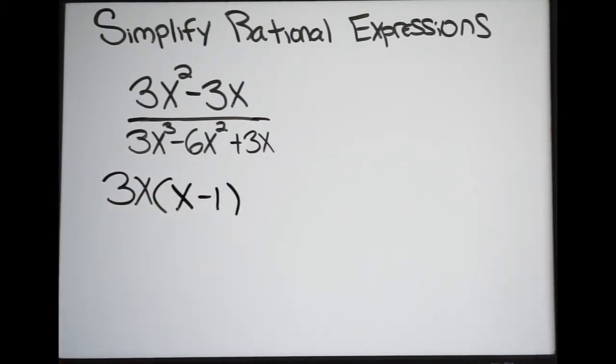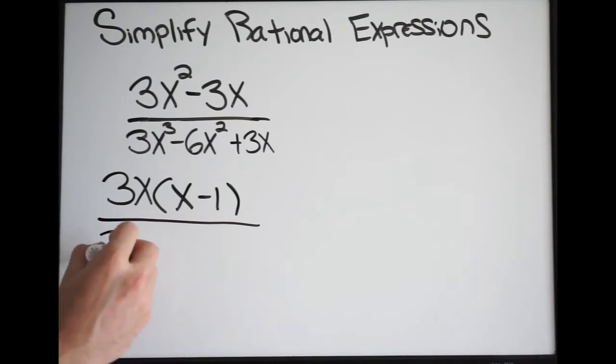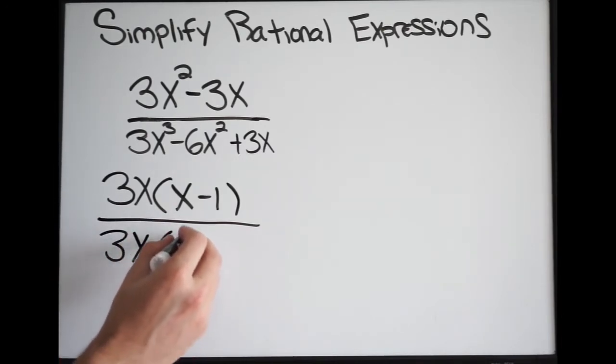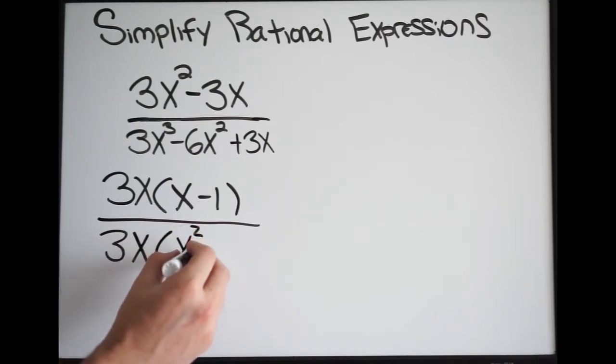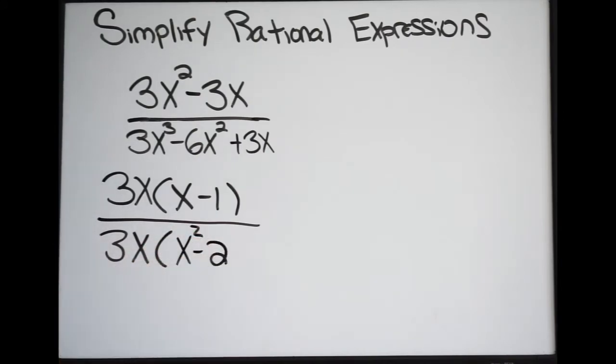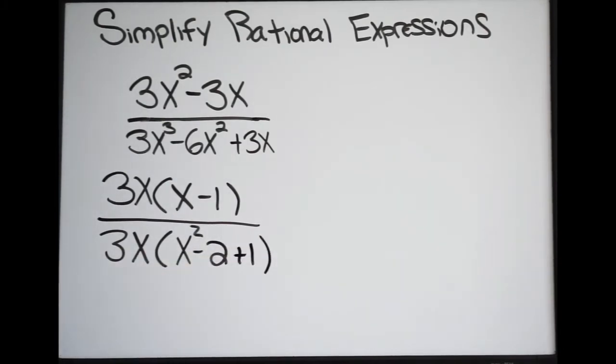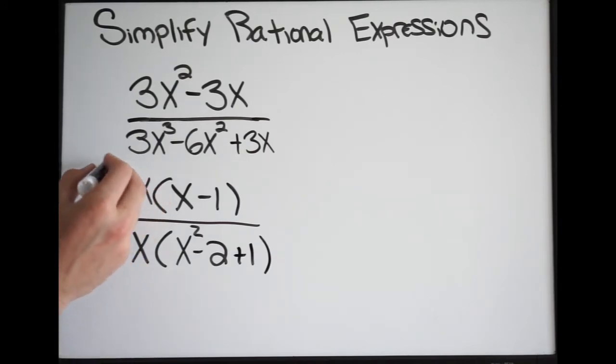Okay? Now working on the denominator, we can also pull out a 3x. So we're going to get 3x, and then in parentheses, we're going to have x squared minus 2x, plus 1. All right. So at this point, we can see that, well, 3x and 3x, that's going to cancel out.